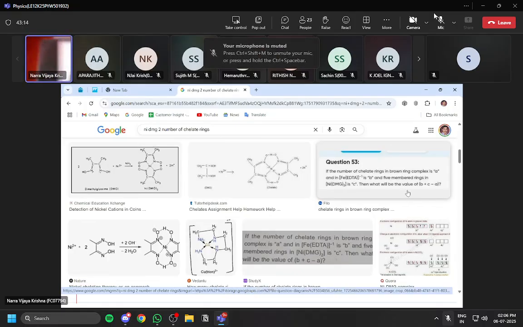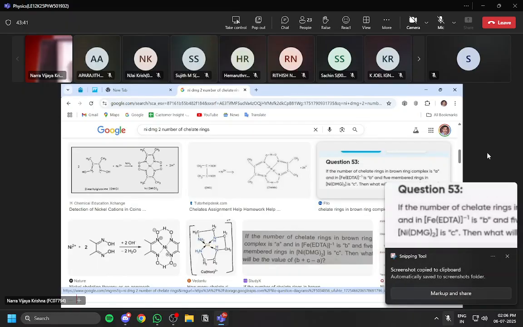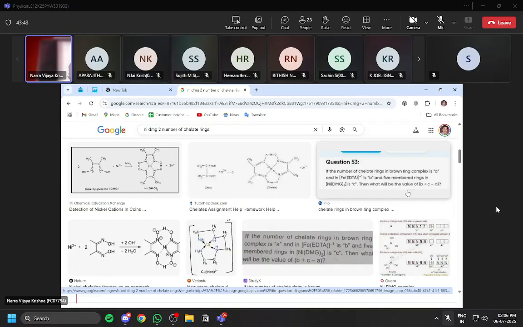Here also: if the number of chelate rings in the brown ring complex is A, and in Fe(EDTA) is B, and the 5-membered rings in Ni(DMG)2 is C, then what will be the value of B plus C minus D? Similar question or not? What is the brown ring complex? [Fe(H2O)5NO]2+, the complex with iron in the +1 state. Correct or not?